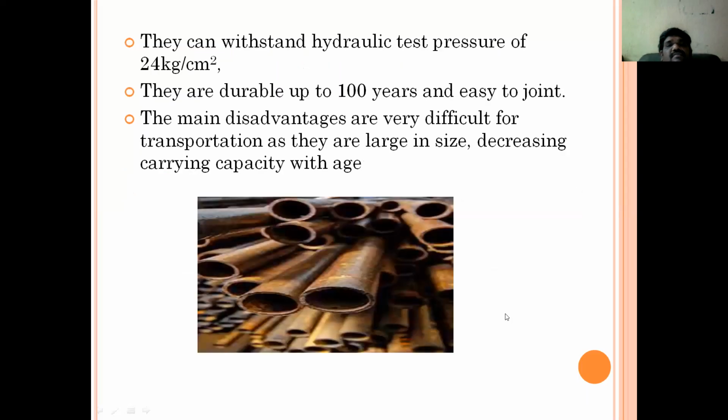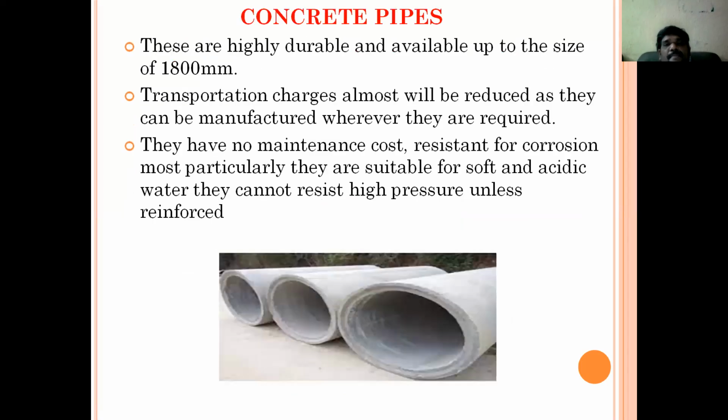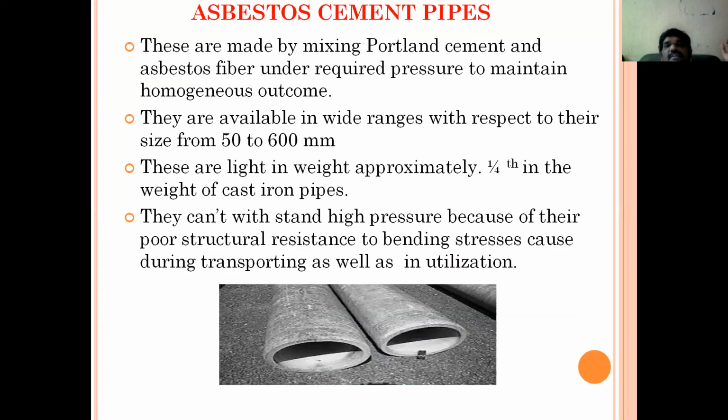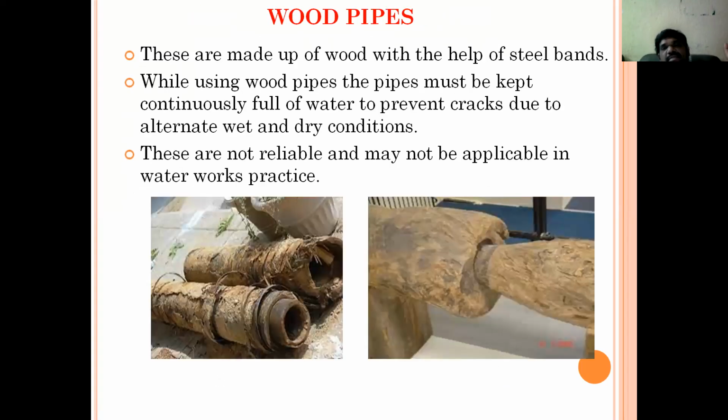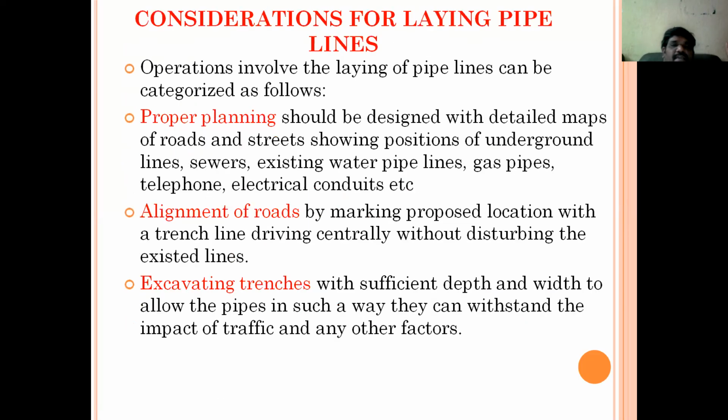And pipe materials: cast iron pipes, wrought iron and steel pipes, concrete. All these pipes, how to check? NDTs, welding methods, mechanical properties like ductility, strength, and all behavior when they are exposed to the environment has to be checked out. Along with that, a hydrostatic test has to be conducted to find out their performance. We have seen now concrete pipes, steel pipes, asbestos cement pipes, wood pipes, service pipes, plastic pipes.